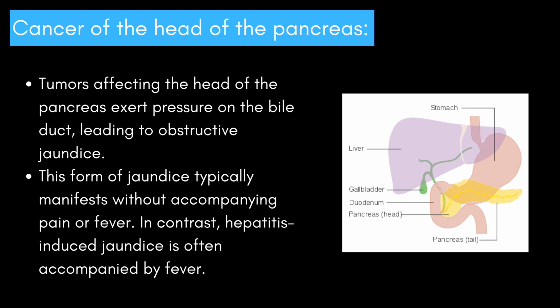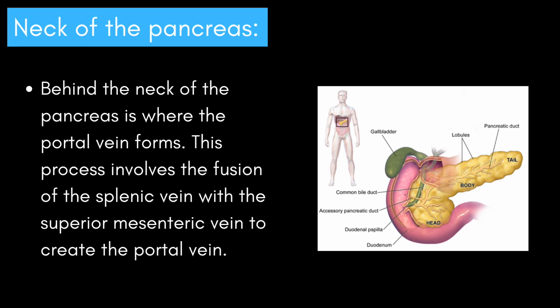All right, next topic, neck of the pancreas. Behind the neck of the pancreas is where the portal vein forms. This process involves the fusion of the splenic vein with the superior mesenteric vein to create the portal vein.